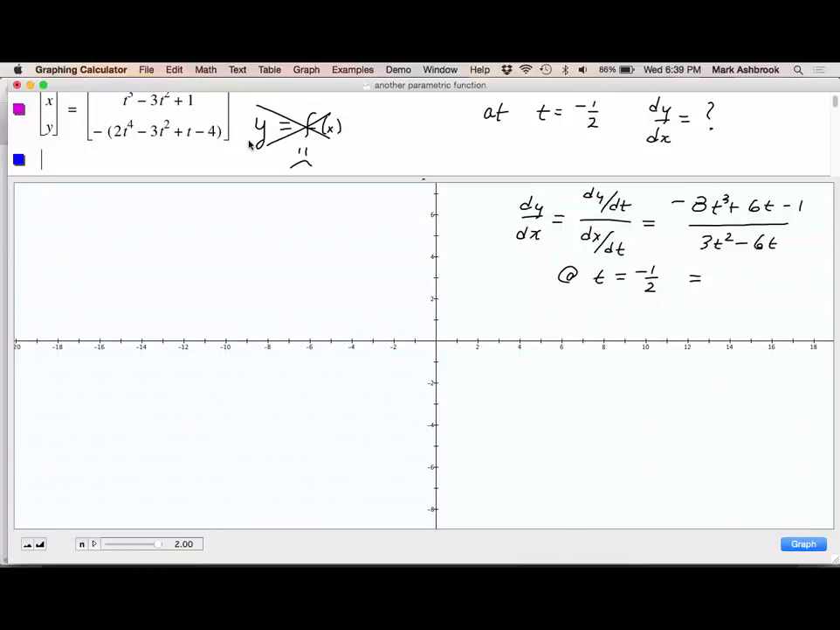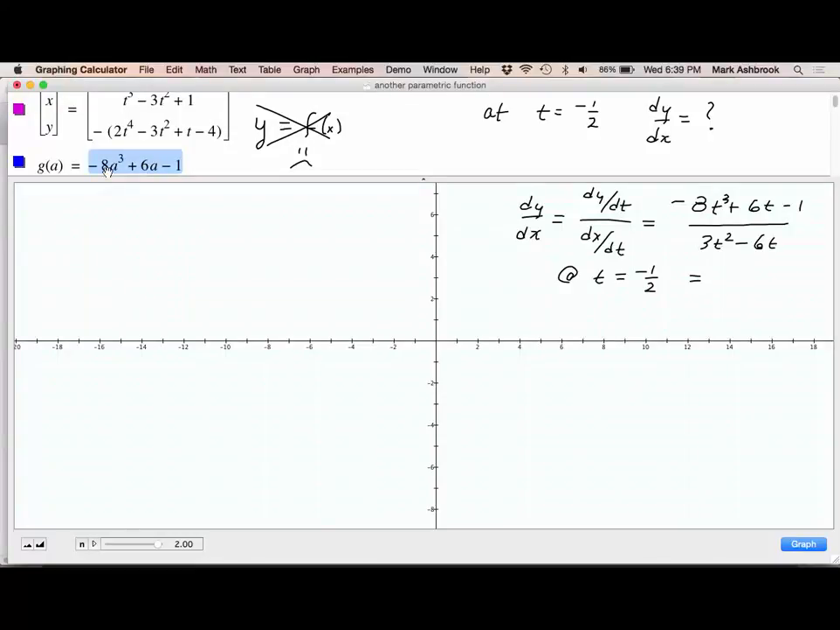I'm going to make a formula here. So negative, let's call it g of... I think I've probably already done this. So I'm going to make a function out of this.